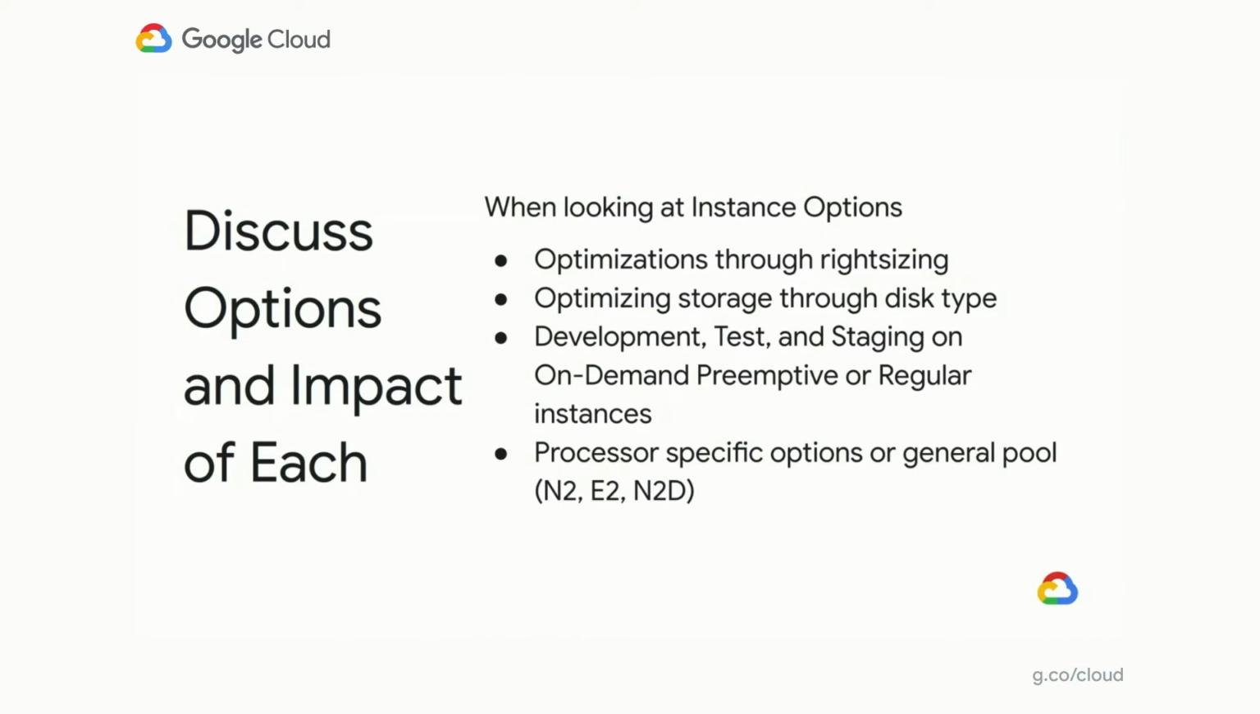Optimizing storage for disk type. If we are bandwidth constrained at the disk level, we're I/O and throughput constrained, taking advantage of SSDs in the cloud may give us a significant performance increase, or maybe changing the storage model altogether. Dev, test, QA, all the different staging, maybe they don't need to be on full instances. Moving them to on-demand or preemptible instances could offer significant savings for us and have a big impact on the long-term strategy.